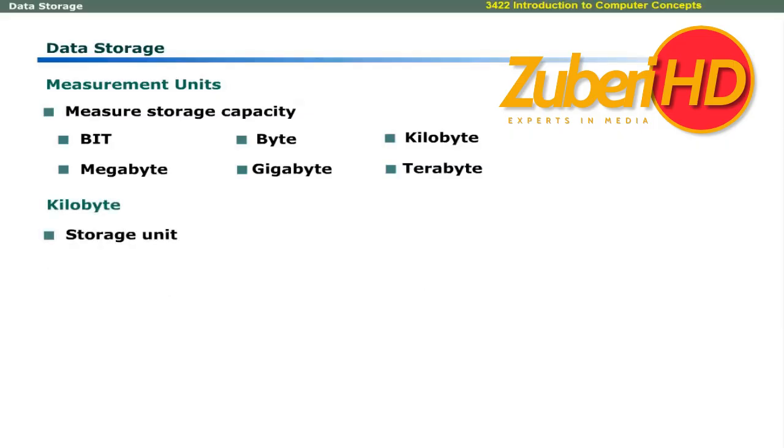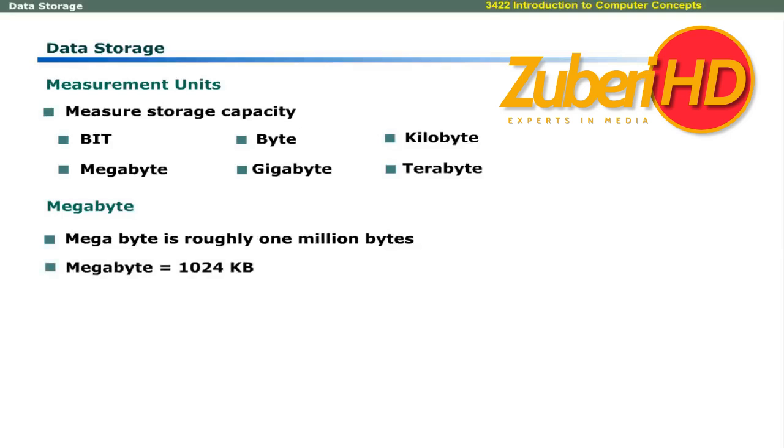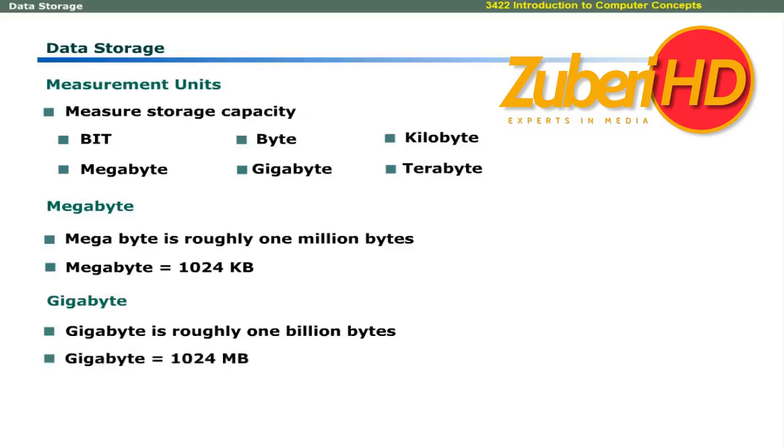In general, kilo means 1000, but in computers it is equivalent to 1024 bytes. Megabyte means roughly 1 million bytes. Exactly, it is equivalent to 1024 kilobytes. A gigabyte is roughly equal to 1 billion bytes. Exactly, it is equivalent to 1024 megabytes.